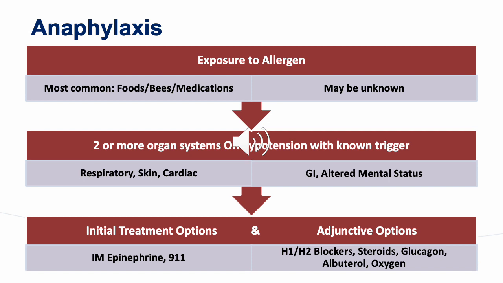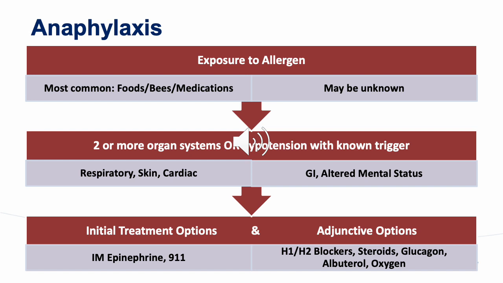Initial treatment options should include IM epinephrine and call 911, right? Number 1 and number 2, call 911 and use IM epi. If the patient has an EpiPen or epinephrine autoinjector, please go ahead and use it. Adjunctive options include things like antihistamines, so H1 and H2 blockers, steroids, maybe glucagon, maybe albuterol and oxygen. There's a lot of debate about the use of these.